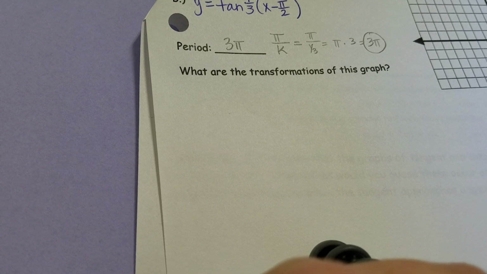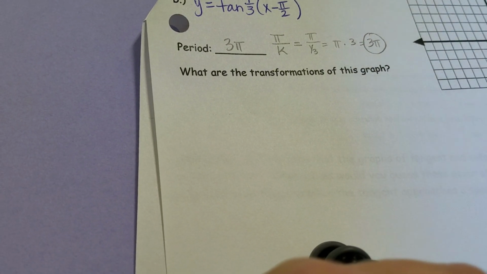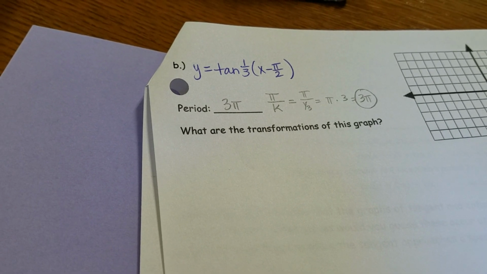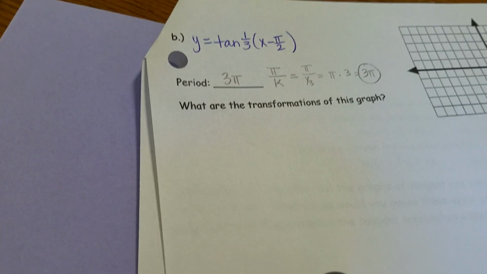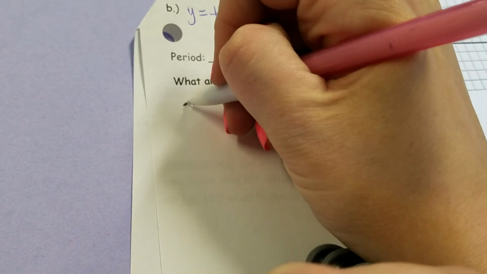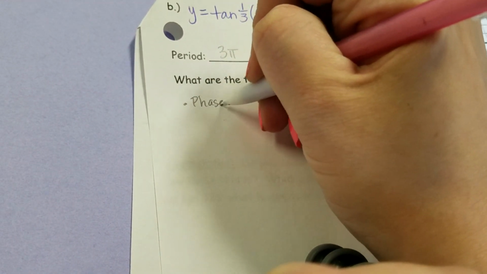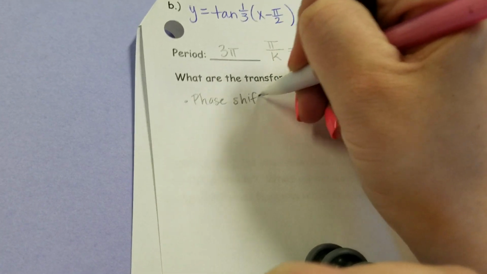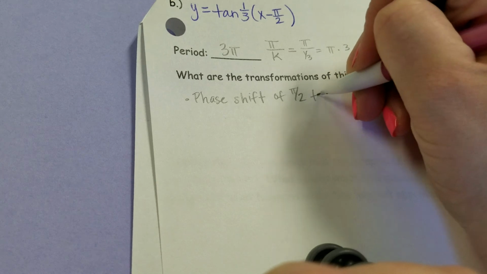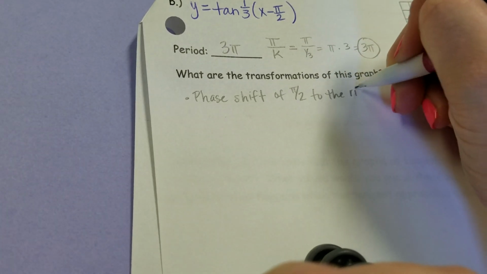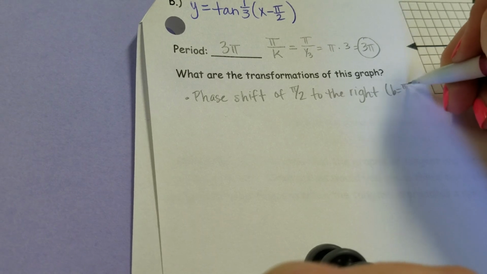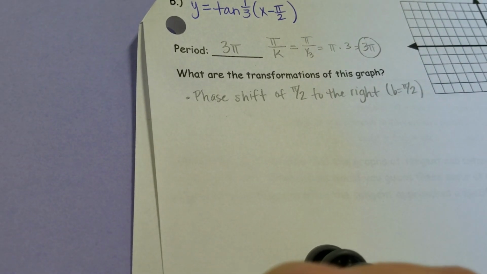All right, and then the next thing we're going to talk about are the transformations of this graph. So if you look at the tangent of 1/3 multiplied by the quantity x minus pi over 2, hopefully we notice there is a phase shift. Okay, so you have a phase shift of pi over 2 to the right, which means your b value is going to be pi over 2.